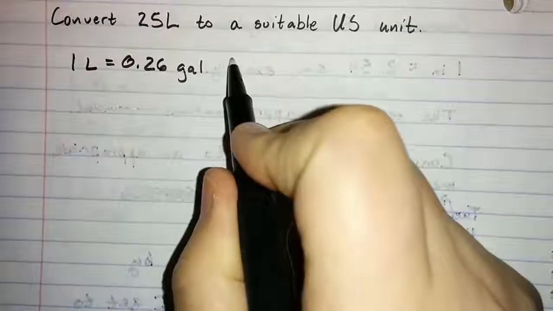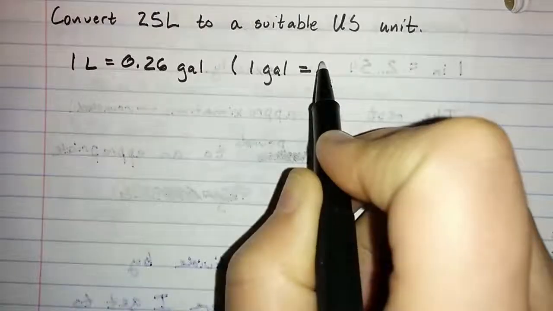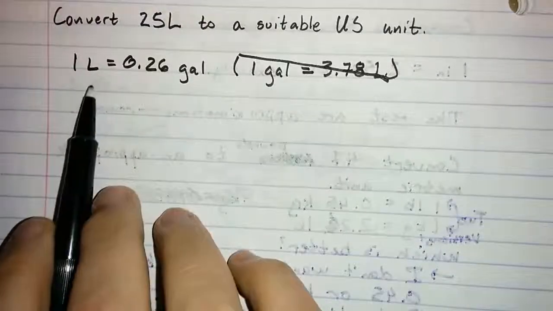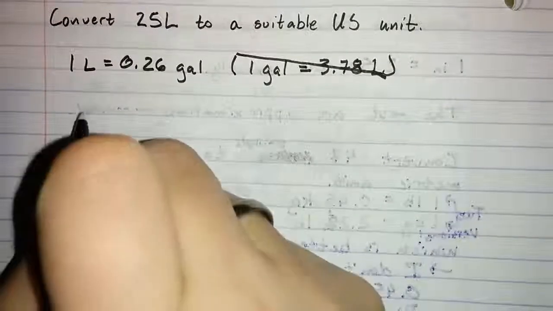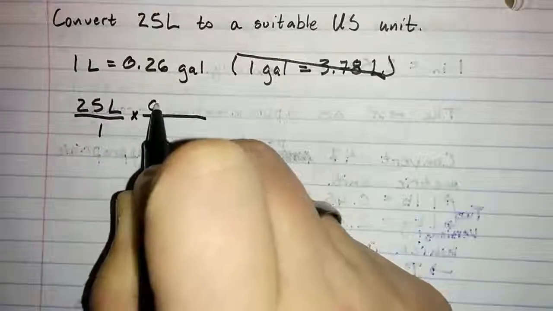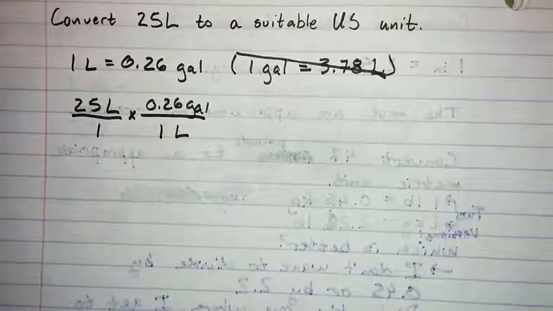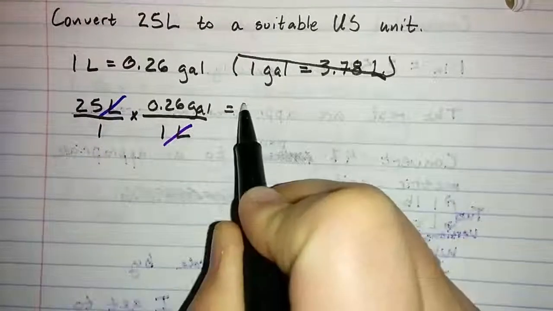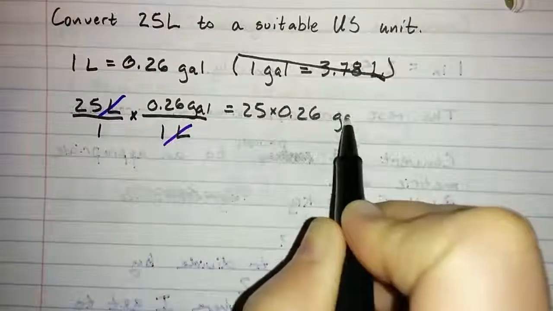And again, I chose this instead of 1 gallon equals 3.78 liters because I want to be dividing by liters and I would like to be dividing by 1. So 25 liters over 1, times 0.26 gallons over 1 liter. I notice that liters do indeed cancel, and I'm left with 25 times 0.26 gallons.